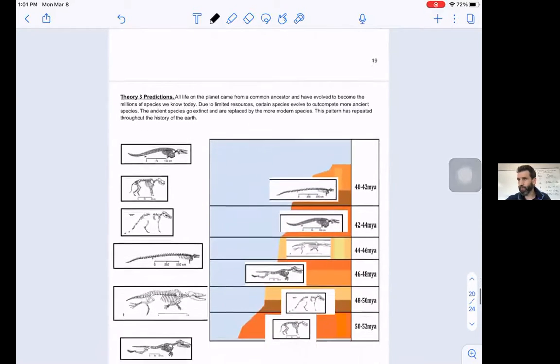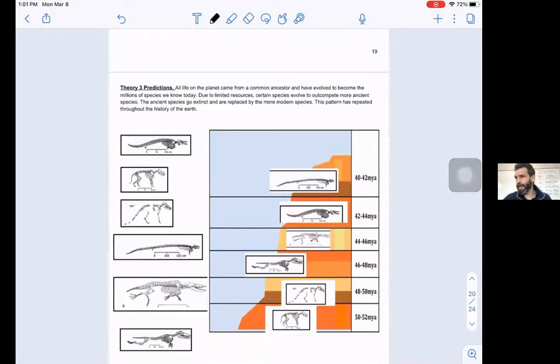The final one was that all life on the planet came from a common ancestor and has evolved to become the millions of species we know today. Due to limited resources, certain species evolved to outcompete more ancient species. The ancient species go extinct and are replaced by the more modern species. The pattern has repeated throughout the history of the Earth. So I put this in the way that scientists believe that whales have evolved. But if you flip this, it actually would still fit the logic.